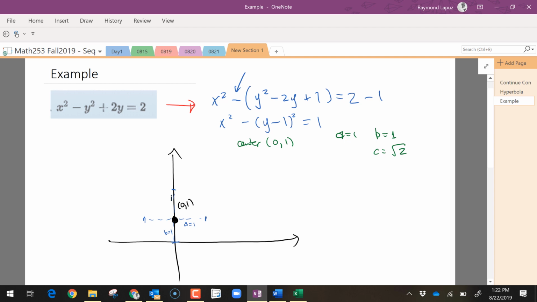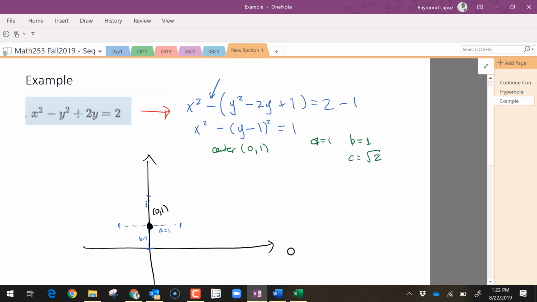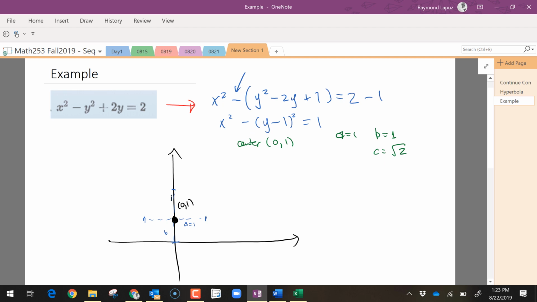So A being 1 means you go left and right by 1, and then B being 1, you go up and down by 1, and then you create your little box. I think I accidentally press my keyboard every once in a while here. And so this is going to give me my asymptotes.